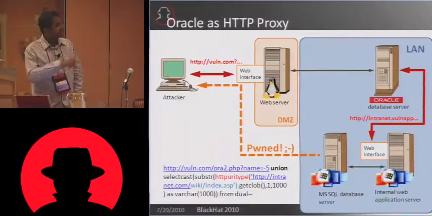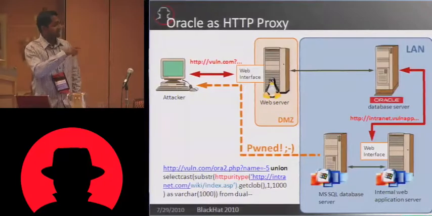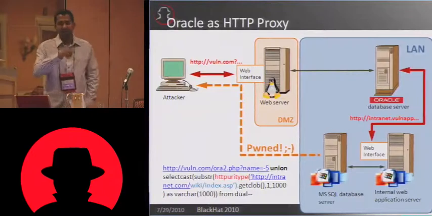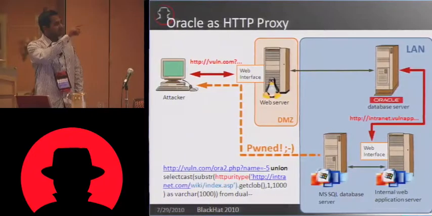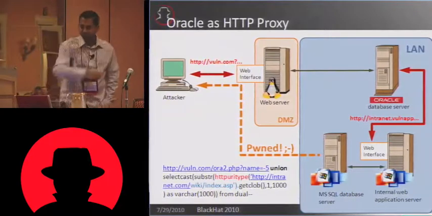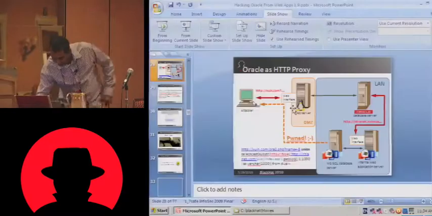So if on the internet you found one application which is in the DMZ, but it talks to an Oracle database server within the LAN, and that LAN has other components, you can use that database to connect to other web servers, and then from that web server you can hack other database servers and get a connection out. So I actually have a small demo of this.